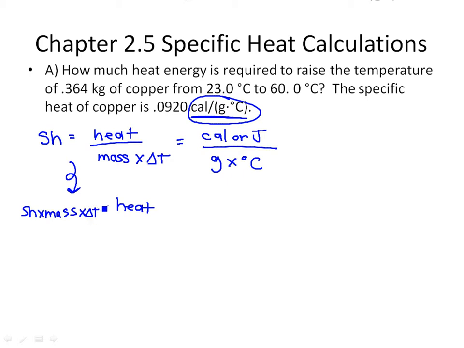Okay, the specific heat we're given is 0.0920 calories per gram degree C. Because those are the units, calories, grams, and degrees C, that have to be our units for our other variables. So if we look up, we're given 0.364 kilograms. We've got to convert this to grams. So hopefully by now you see that if we want to convert to grams, we would just multiply times 1,000, which would move our decimal place over 3. So we would get 364 grams of copper.